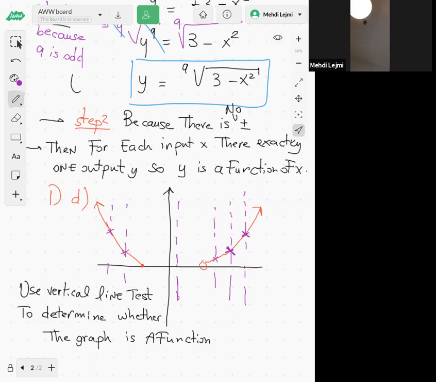So all the vertical lines are going to intersect the graph at no more than 1 point. So then this graph is a function. So it is a function.